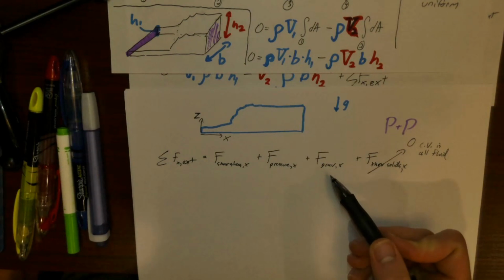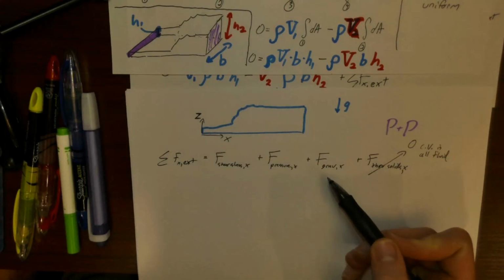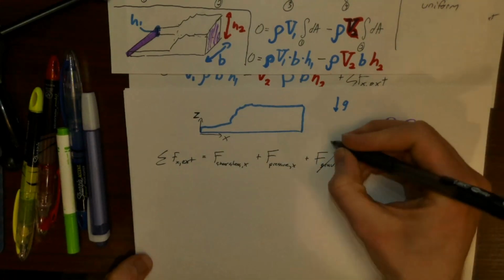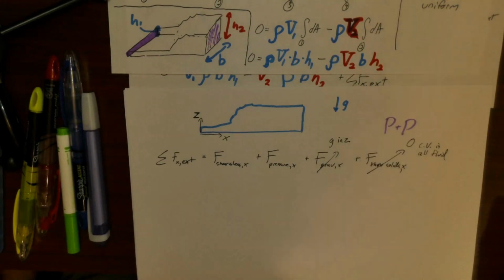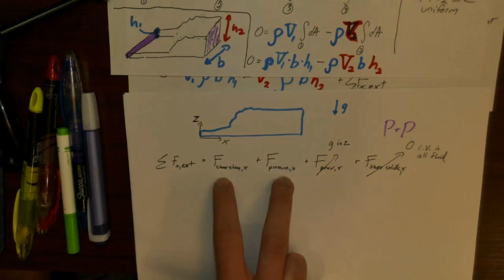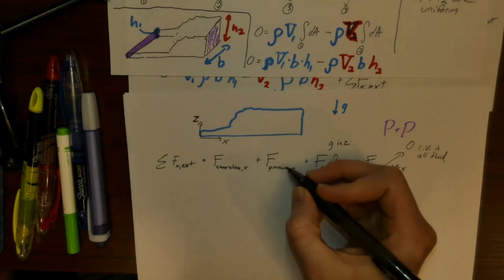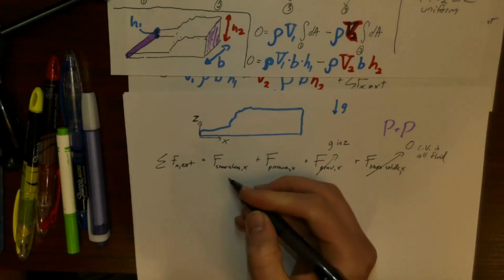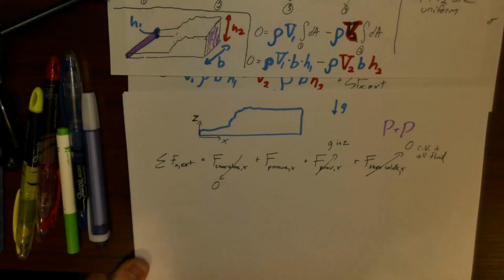Can we get rid of any other ones? Yeah, we can get rid of gravity, right? Gravity's in the z direction here. So is there any x component of gravity? G in z, not x. Force of shear stress and pressure. All right. Well, spoiler alert, pressure is going to be present, and shear stress is actually not going to be present. So I'm going to just tell you that it's zero and then explain why.